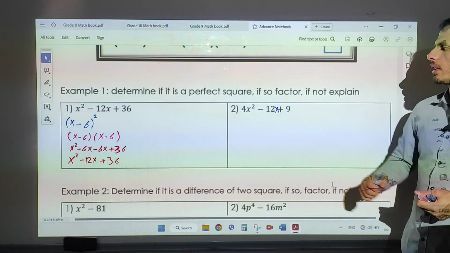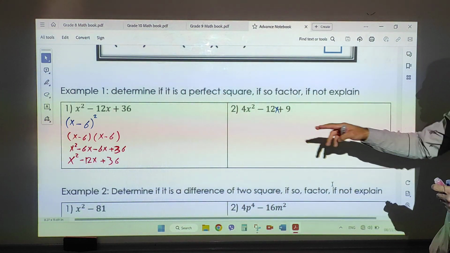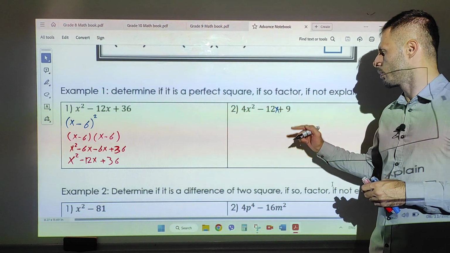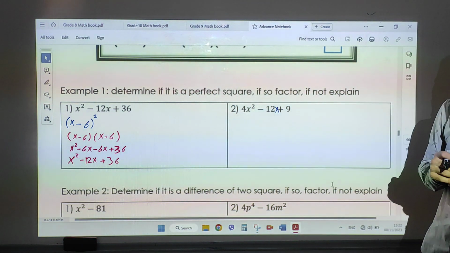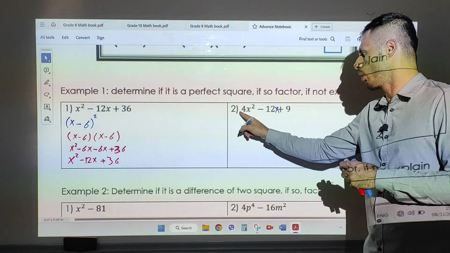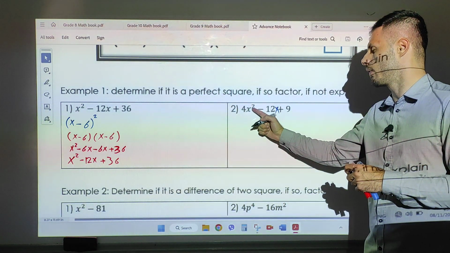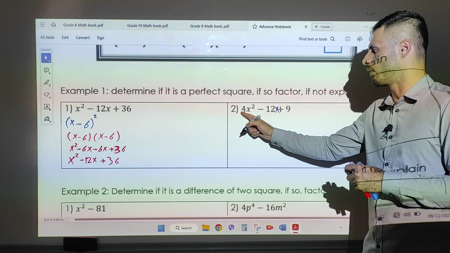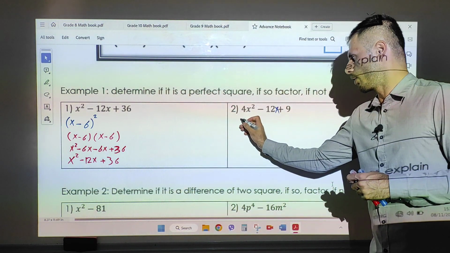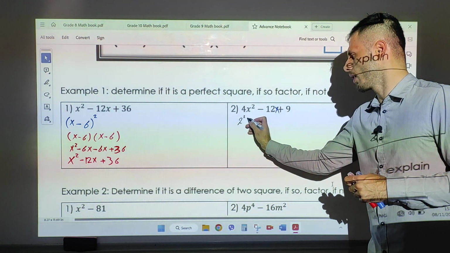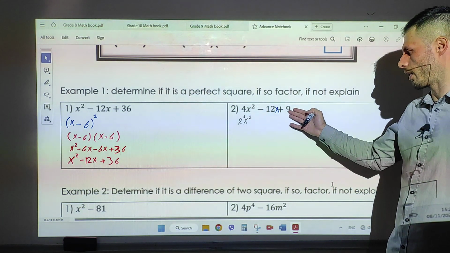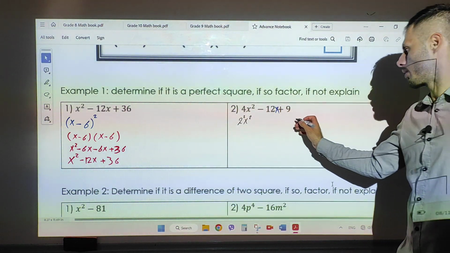The other one, is it perfect? Yes, it is 2x power 2. We can write that, it is 2 power 2, x power 2. And this is perfect, which is 3 power 2. All of them must be power 2. This power is only for the x now. But 4 is also perfect, which is 2 power 2. So this is 2 power 2 x power 2, like that. And this is 3 power 2.